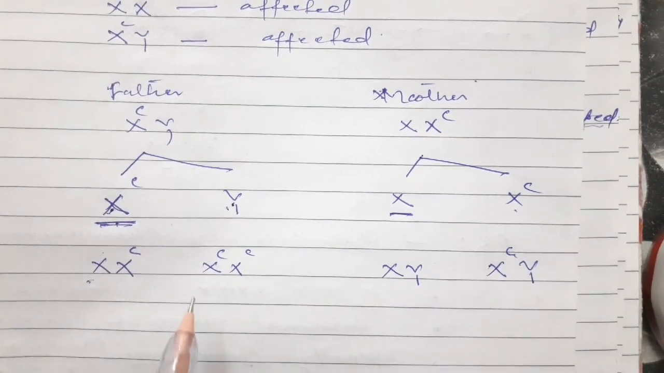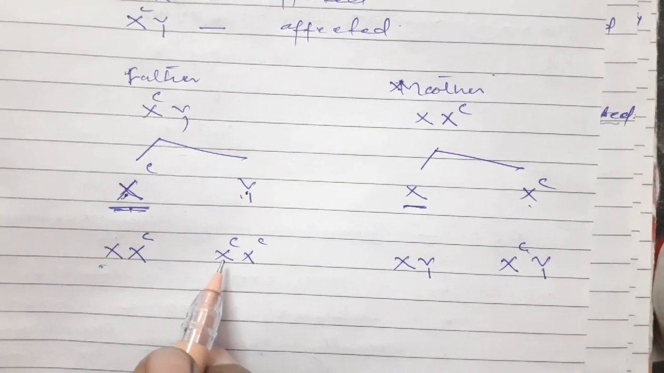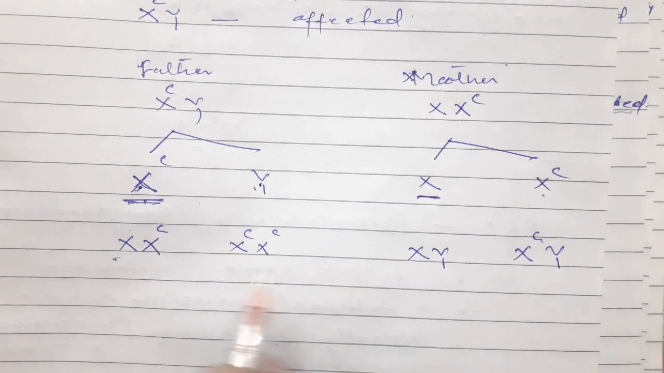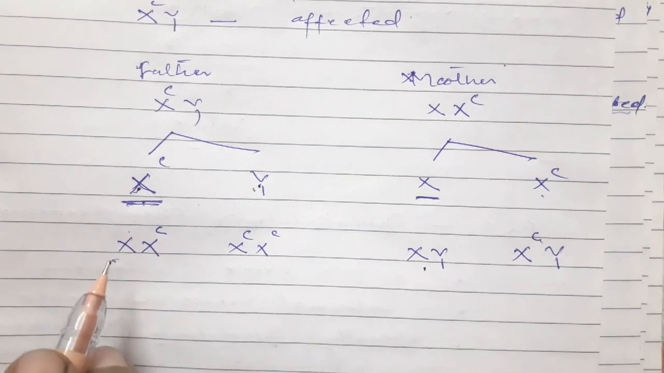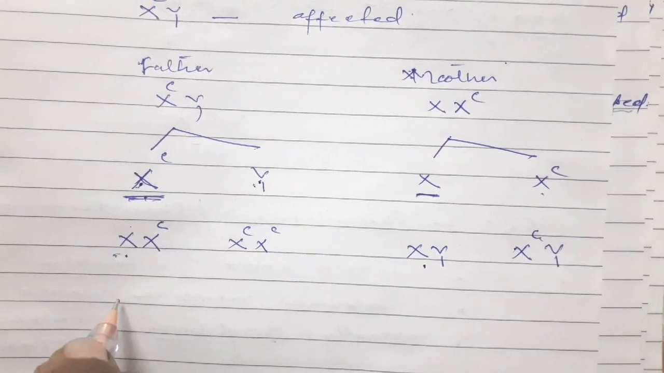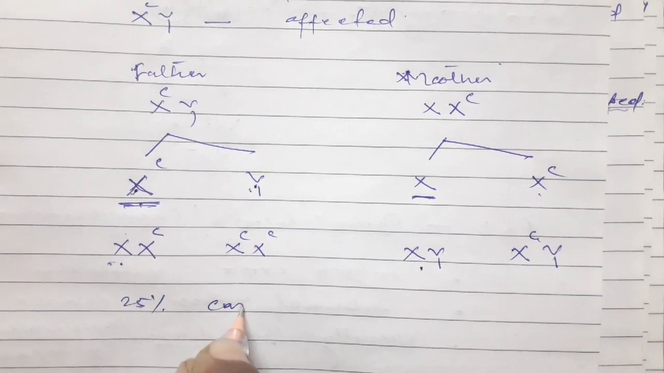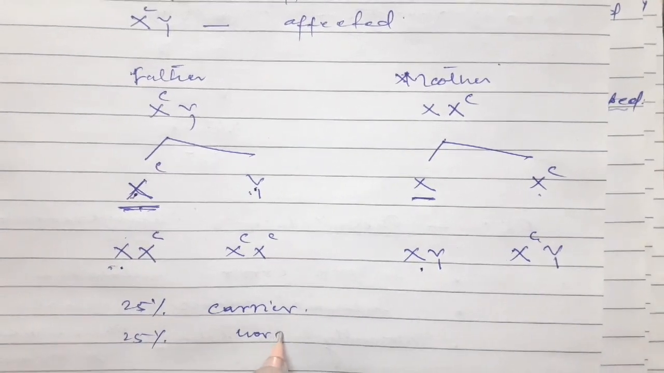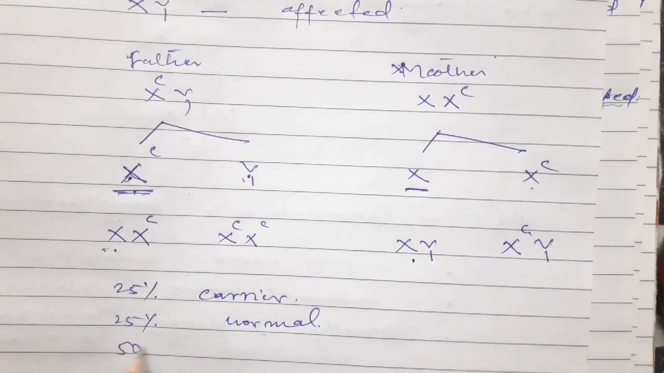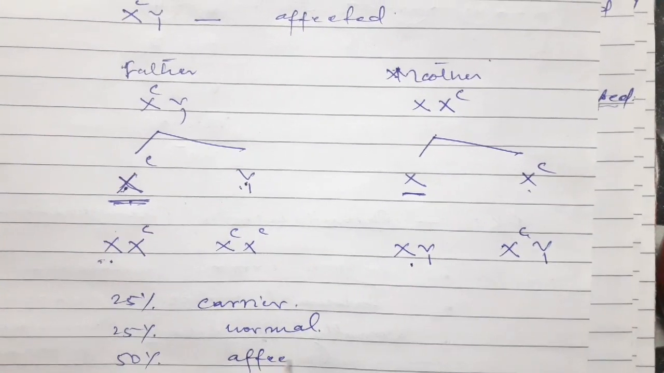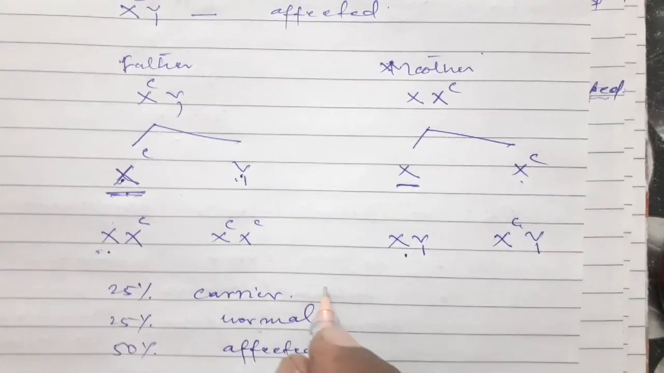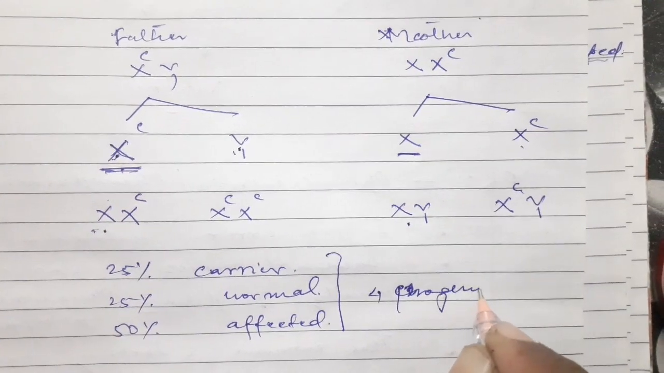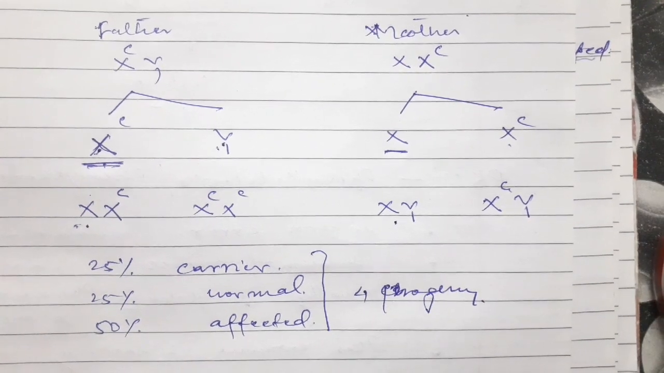Out of 4 progeny, including male and female, 25% are carrier, 25% normal, and 50% affected among all 4 children. By another cross, you can explain it.